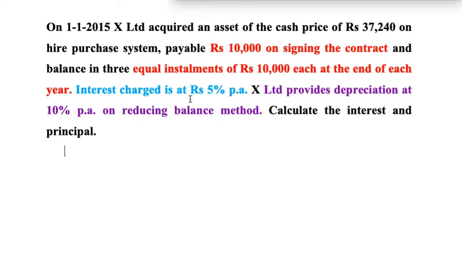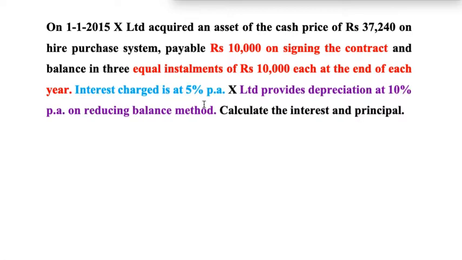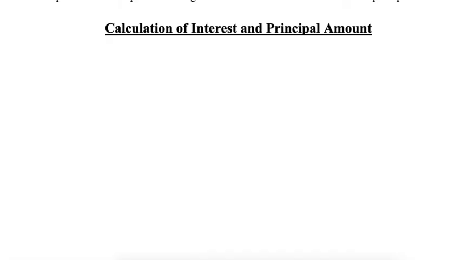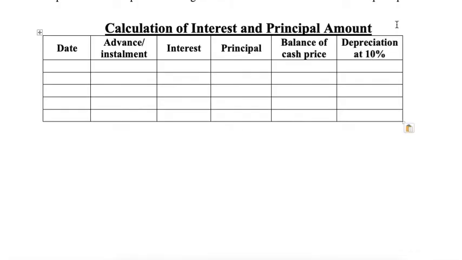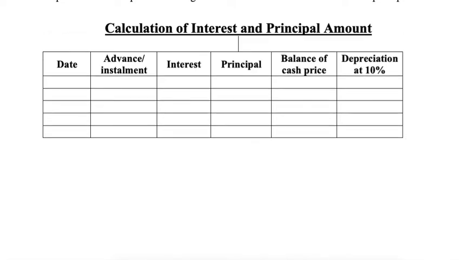Here the interest is charged at 5% per annum. Along with that, X Limited provides depreciation at 10% per annum on reducing balance method. So again here we have to depreciate the asset at 10% per annum. What we have to do, we have to calculate the interest and principal amount. So let us do that. Let us go for the calculation of interest and principal amount, right? So this would be the table for the calculation of principal and interest amount.